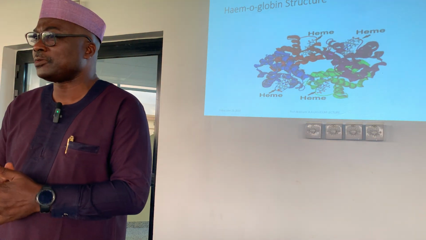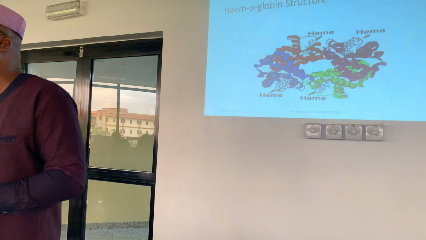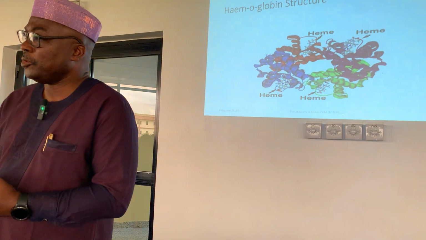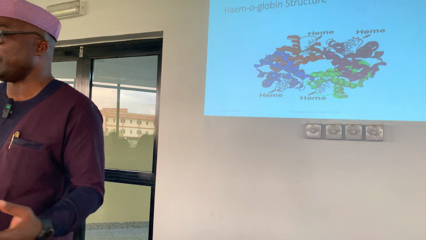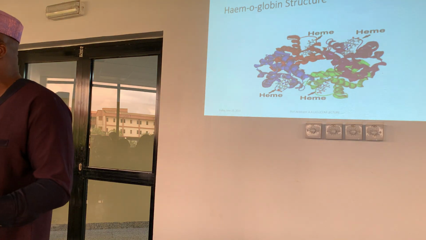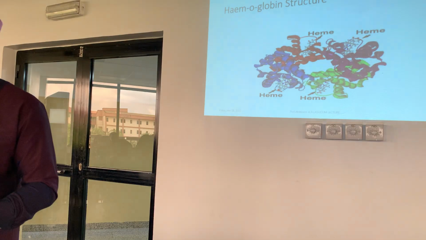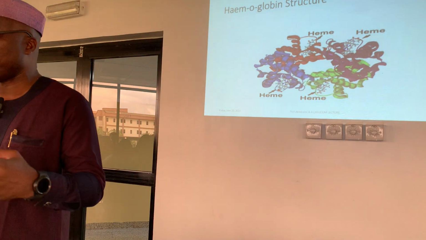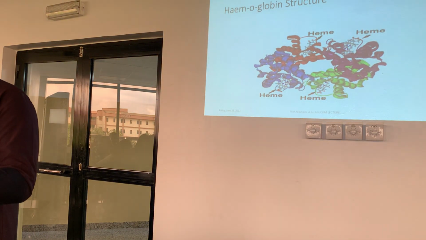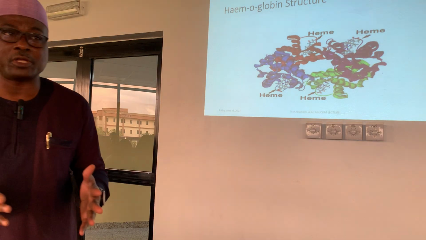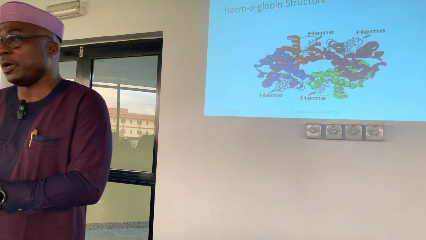We'll talk about abnormal hemoglobin, because when you have abnormal hemoglobin, that's when you have sickle cell anemia, and this lecture is important for you to appreciate the structure of hemoglobin. You need to know the normal structure before you start talking about the abnormal.